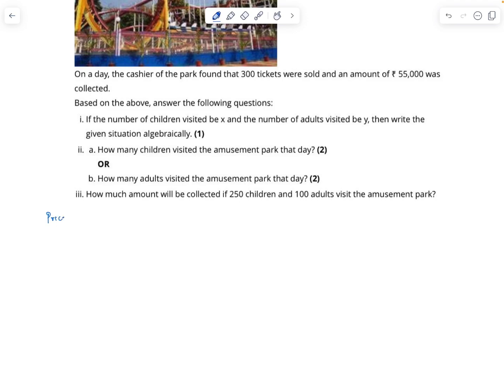Price per child ticket is rupees 150 and price per adult ticket is rupees 250. And by the question's suggestion, number of children who visited the park is x and number of adults who visited the park is y.